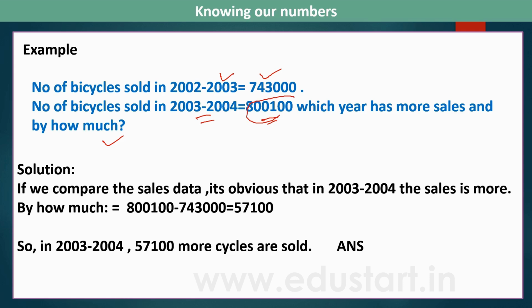Now if we compare the sales data, it is obvious that in 2003-2004 the sales is more. You know how to compare the numbers. So by how much? It means that that is the difference. So you have to find the difference, the second number minus the first number. So this is the total number of sales which is increased. So in 2003 and 2004, 57,100 more cycles are sold. So that is the answer. Okay.